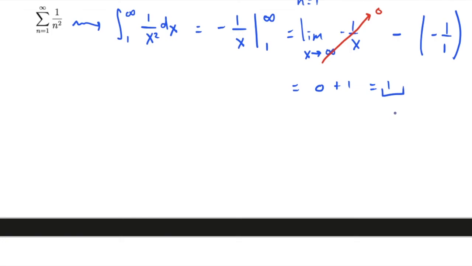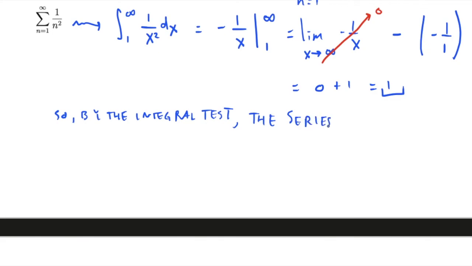So what's important to take away from this is that this improper integral converges. So by the integral test, the series 1 over n squared also converges.